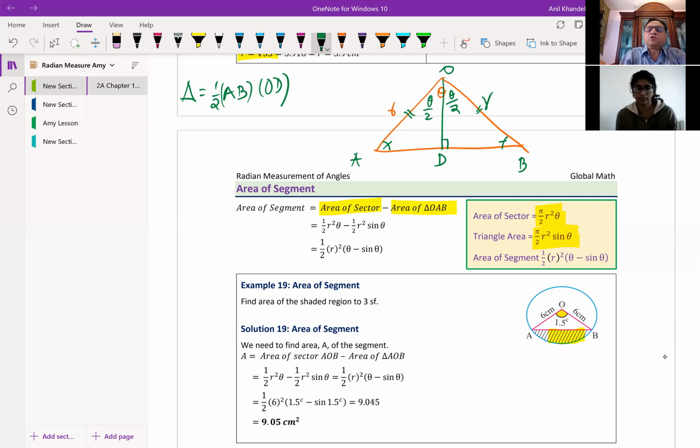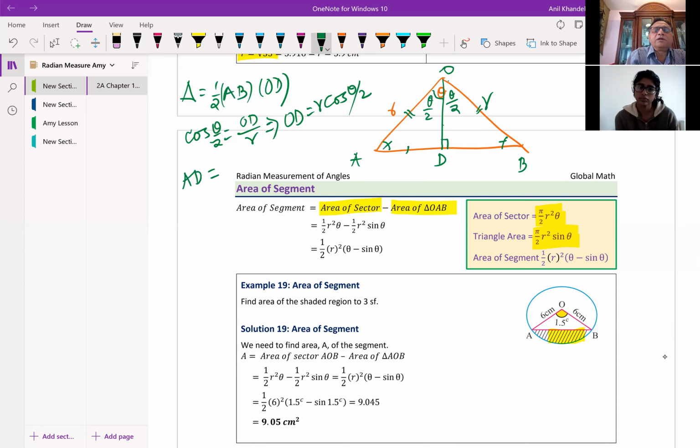Perfect. So to get OD, we can use theta by 2. OD we'll use because this is the adjacent side. So we know cos of theta by 2 is equal to OD over r, correct? That gives you that OD is equal to r cos theta by 2. Is that clear? Yes. Similarly, we can write what AD is.